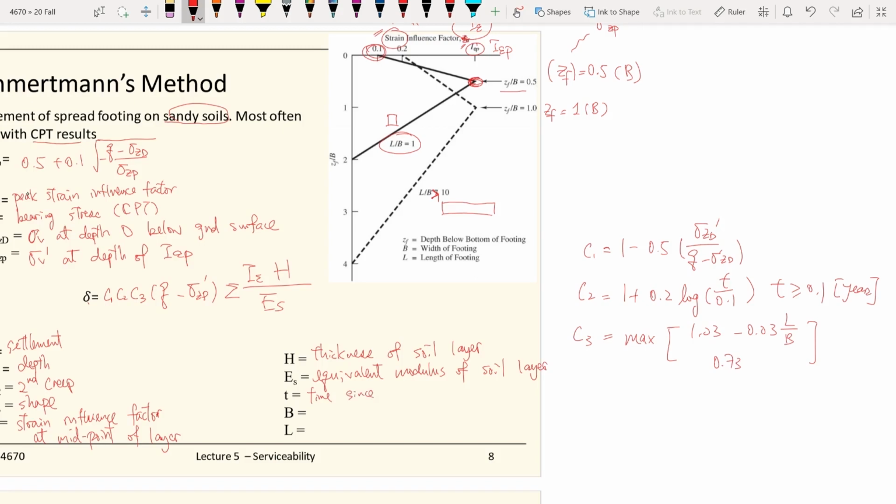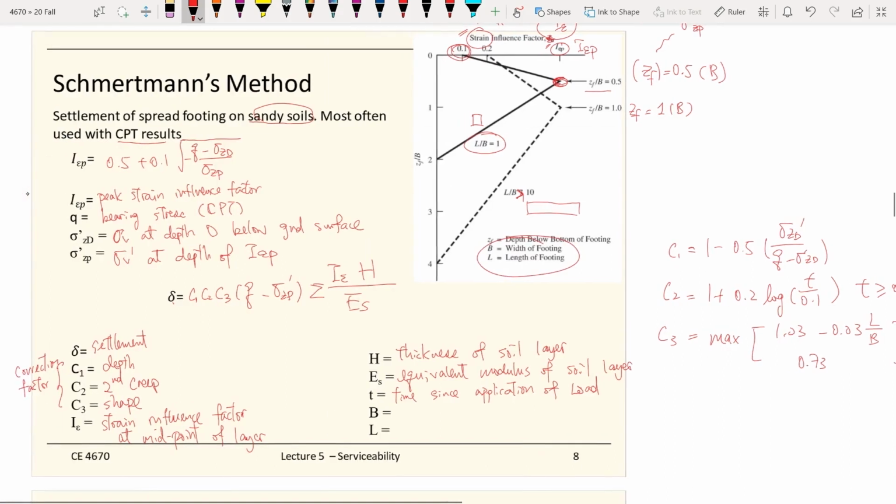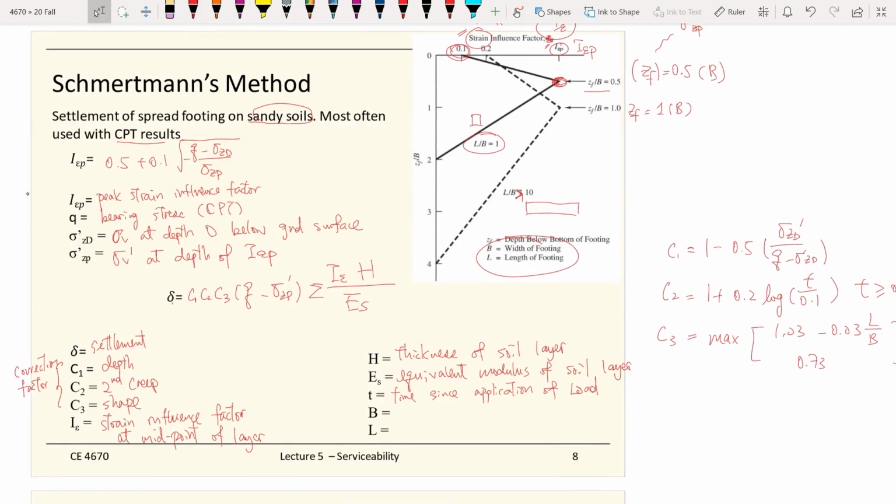since application of loading. So if you want to look at the settlements maybe 5 years from applying the loading, then the time here will be 5 years. If you just look at maybe a week after the construction, then your time here will be 1 week. And then B and L are the width and the length of the footings. So that is the basic framework for the Schmertmann method.